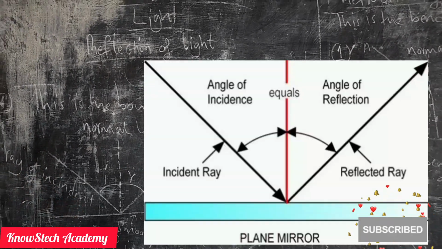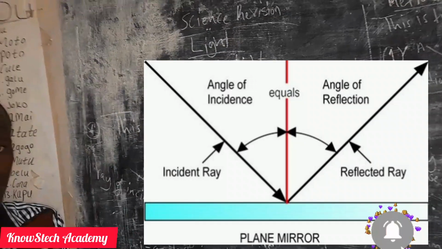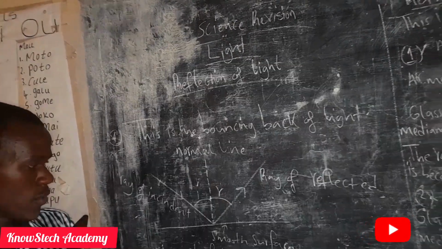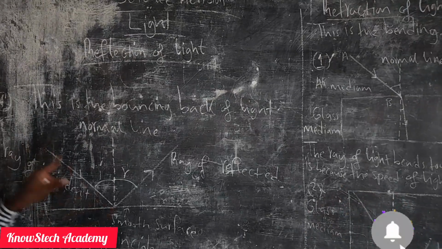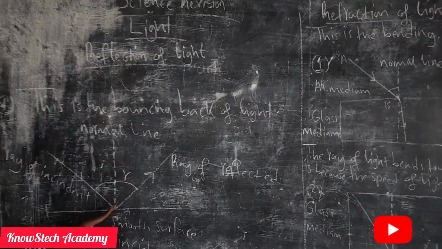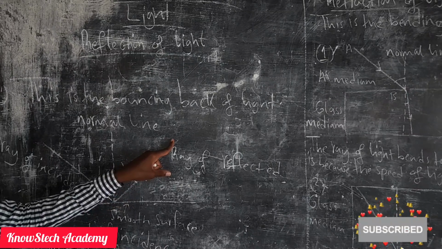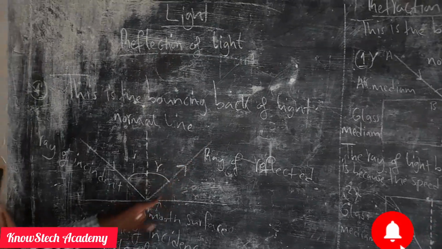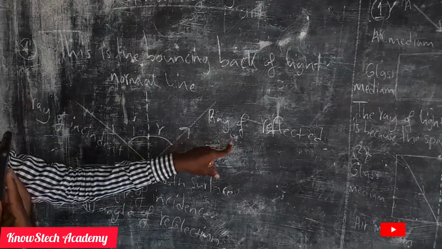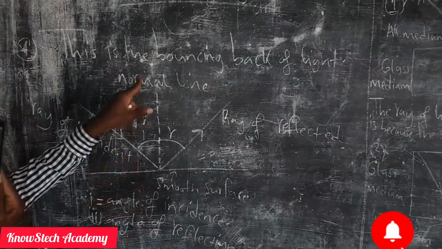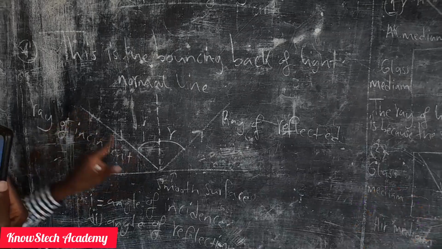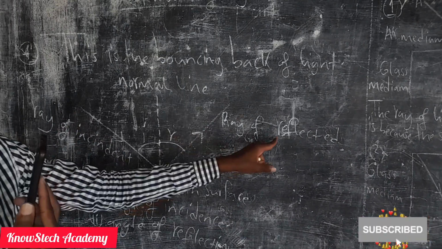Now, a ray is a path where light travels. So, light comes from this side to this side. When light strikes here, it will bounce back. Hence this line with this arrow is called a ray of reflection. So, normal line, ray of incidence, ray of reflection.